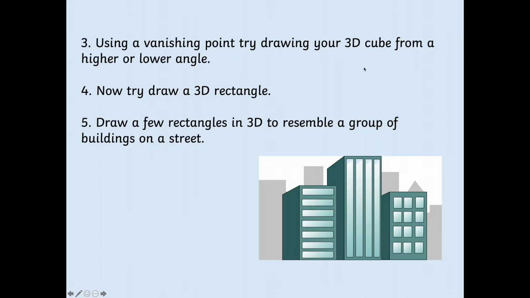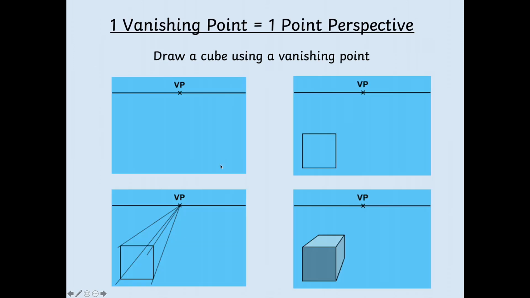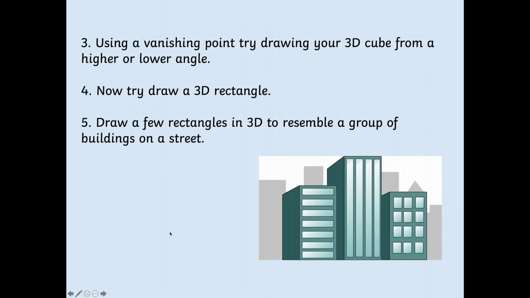Okay, so now you've done a cube, have a go at drawing a 3D rectangle. It's the same principle. If I go back here, instead of a square, you would draw a rectangle, and then you would draw the lines going towards the vanishing point. Same effect. Have a go at that.